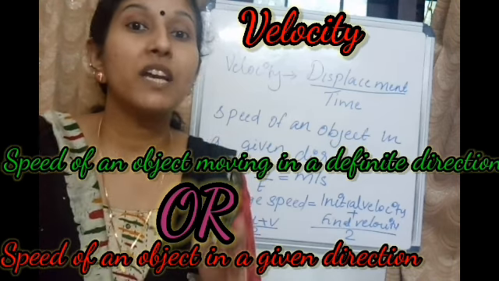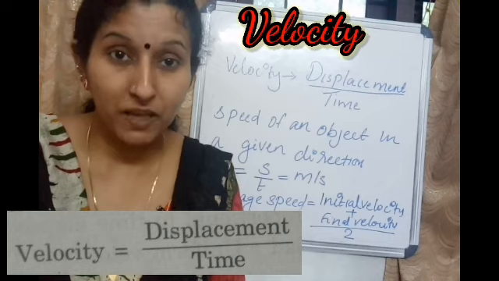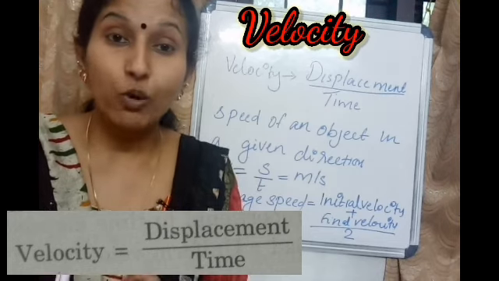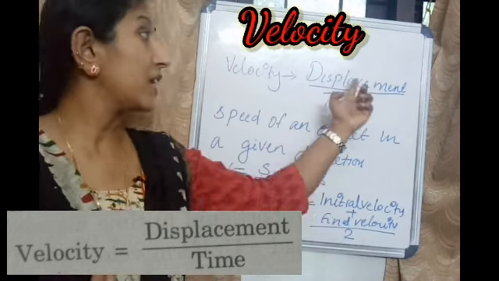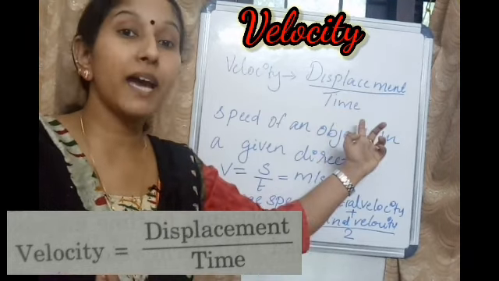And there is one more definition for velocity. Velocity is the displacement by time. What is the definition of speed? Speed is the distance by time. And velocity is the displacement by time. So there are two definitions for velocity.